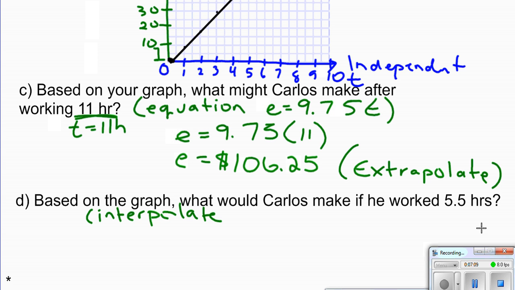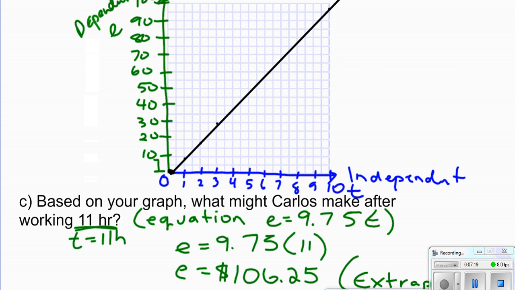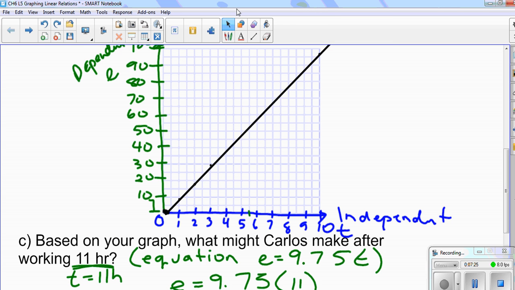Let's see what happens. So we might interpolate to figure out how much he worked if he worked 5.5 hours. So we can do that. But then we're going to actually use our equation because that's a more exact value. So if we go back up, 5.5 hours is going to be halfway between 5 and 6. I'm going to grab a ruler. We're going to trace our way up. Let's grab a dotted line. Okay, so we're going to trace our way up so that way we can interpolate.